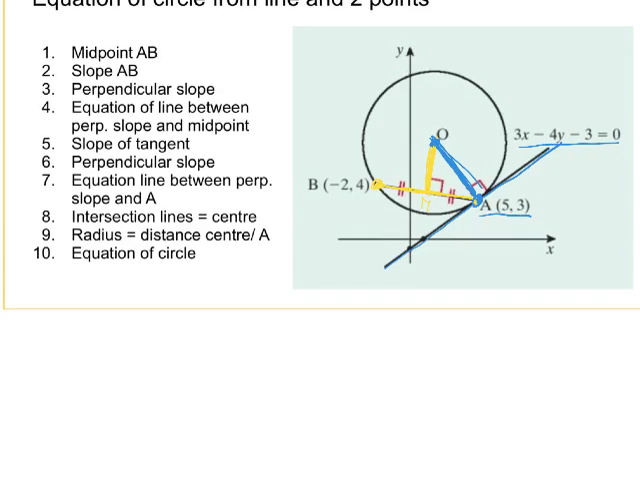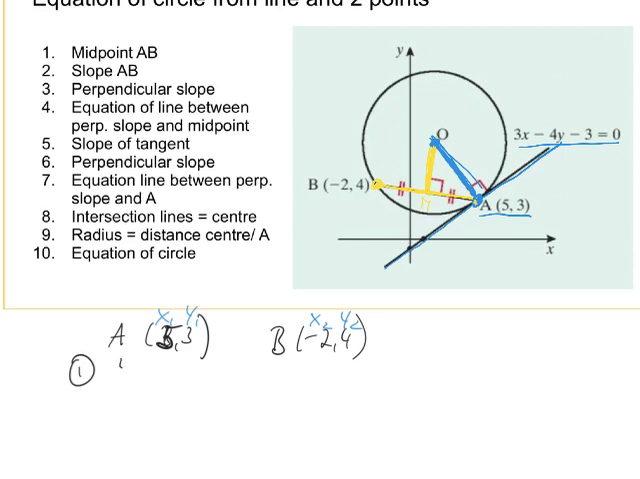We start with the yellow line, which is a perpendicular bisector between A and B. So we have our 2 points. A is 5, 3, and B is -2, 4. The first thing we have to do is find the midpoint. So we label x1, y1, x2, y2. So we find the midpoint now.